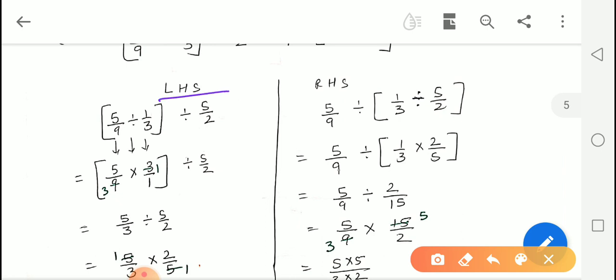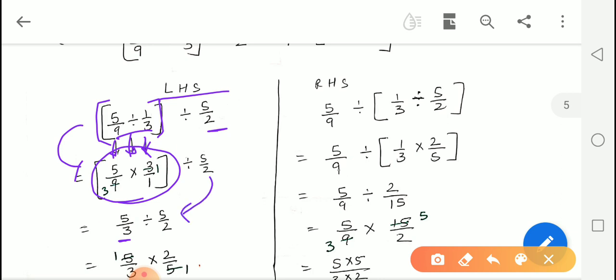So on left hand side 5 by 9 divided by 1 by 3, it is in the bracket. Whatever sum will come will be divided by 5 by 2. So let us solve the bracket first. Here is the division. So 5 by 9 is copied as it is. This is changed into multiplication. Then we will do the reciprocal. We will solve this bracket. The answer will come out to be 5 by 3. Then it is divided by 5 by 2.